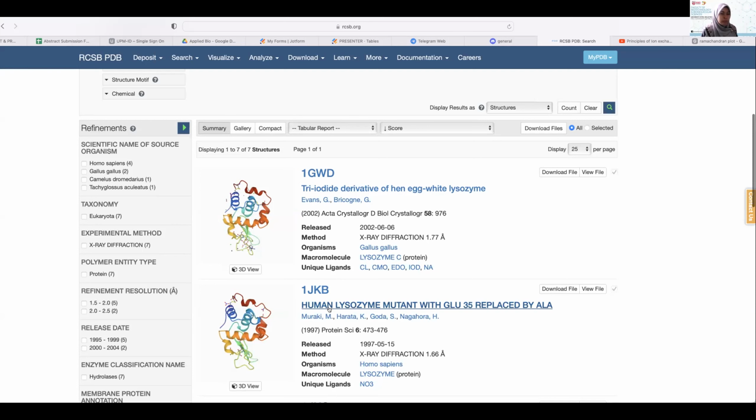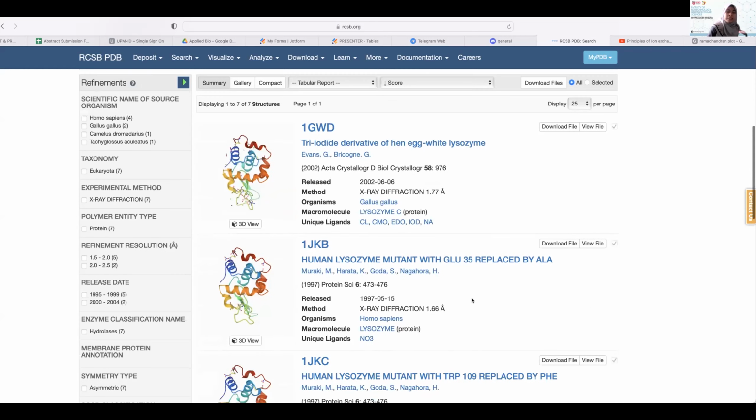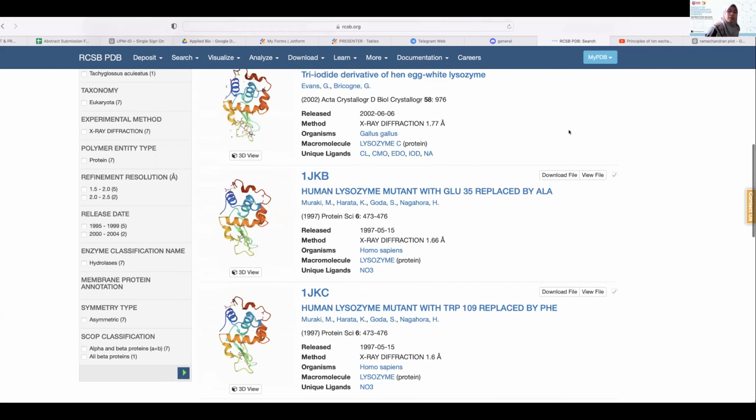Okay, so human lysozyme with the glutamic acid. What will be the code for glutamic acid last time? It's supposed to be E, right? Yes. So E35A, because this is alanine, right? So at least when you look at this, you do understand. Oh, okay, now you know how to read this. Even you can read the resolution here. The smaller the number of angstrom here, that means the better the structure.